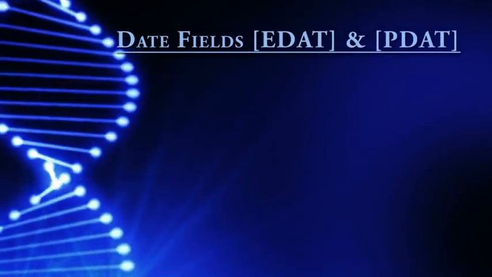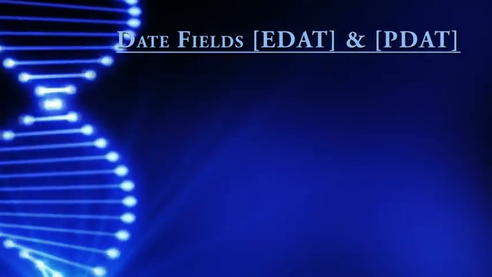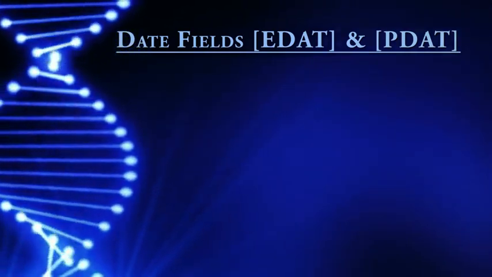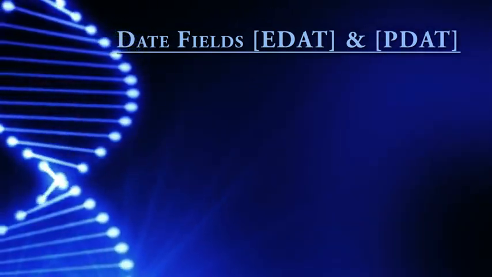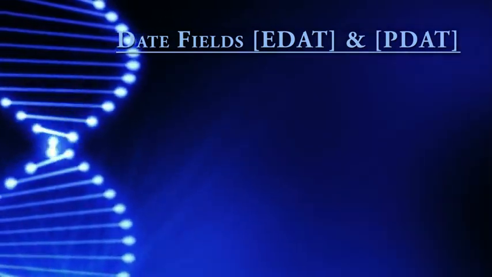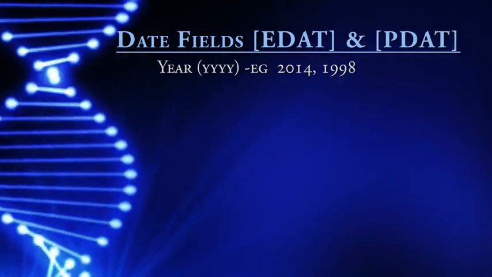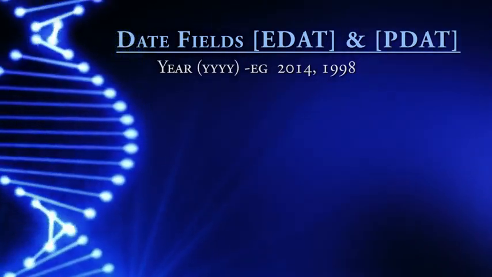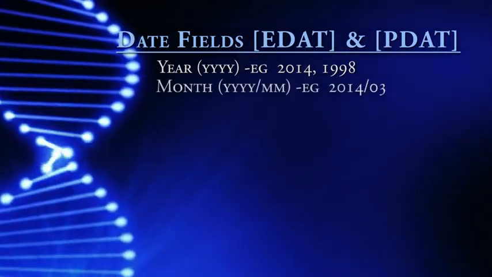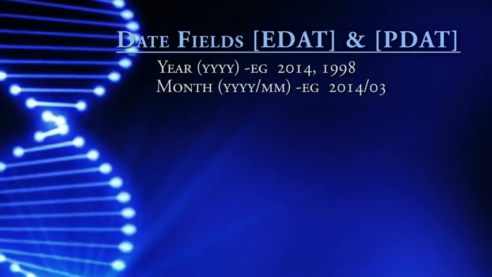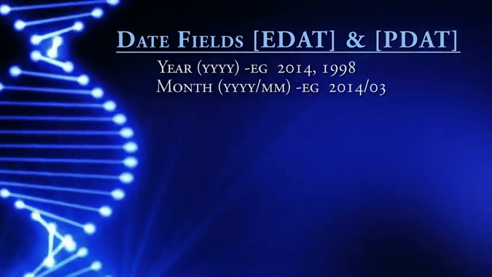The last topic to cover involves the date fields, both EDAT for entry date, meaning the date that paper was entered into PubMed, or PDAT, publication date, meaning the date on the journal itself, for instance, the January 9th issue of Science. Ways to limit to specific dates include year. 2014 will limit you to the entire year 2014, or 1998 for the entire year 1998. Year/month: 2014/03 will give you all of March 2014.